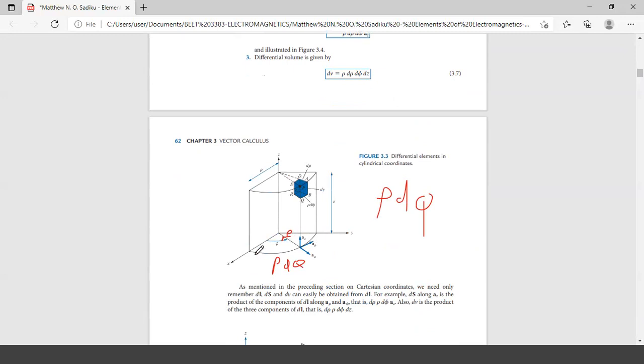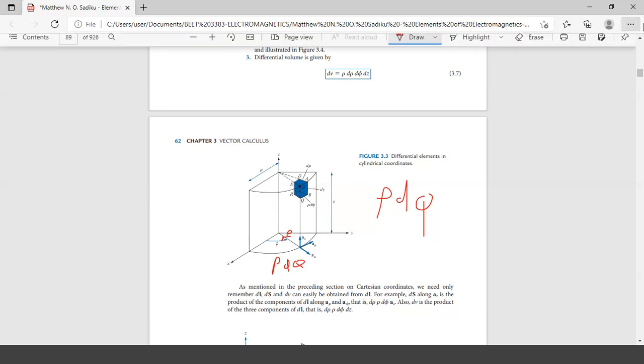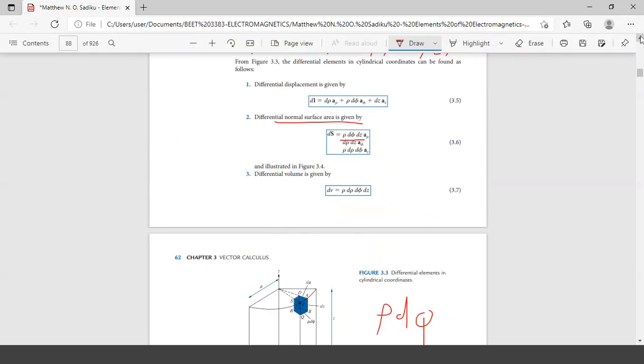So if we have a curve, we call it rho d phi. So rho d phi in the direction of phi and dz in the direction of z. So dl equals d rho in the direction of rho plus rho d phi in the direction of phi plus dz in the direction of z.